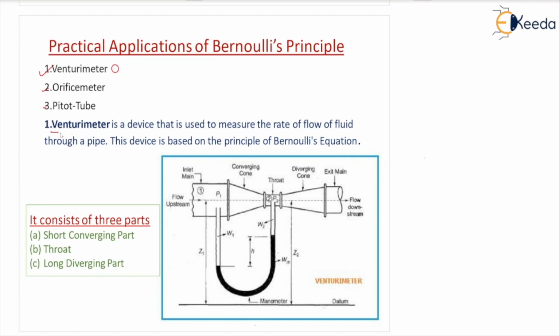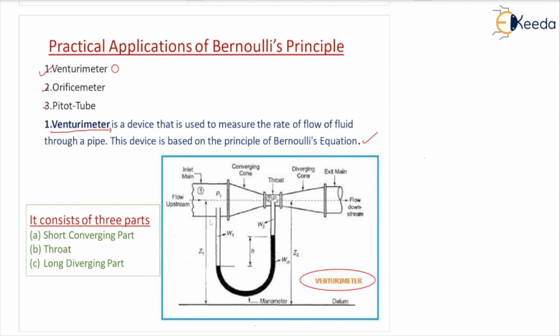Venturimeter is a device that is used to measure the rate of flow, that is the discharge of fluid through a pipe. This device is based on the principle of Bernoulli's equation. So venturimeter is a device used for measuring the rate of flow or discharge. This is the diagram given here for the venturimeter, you can see.